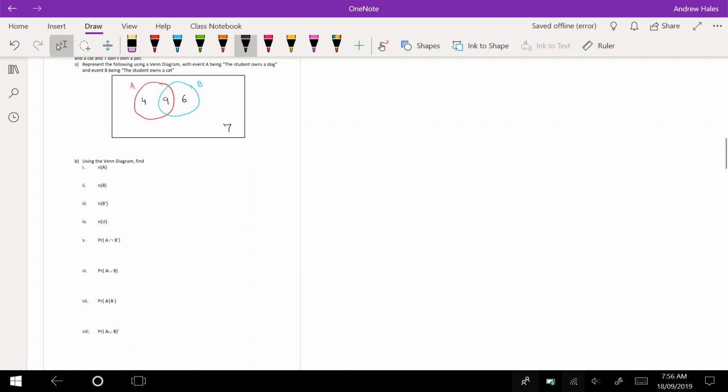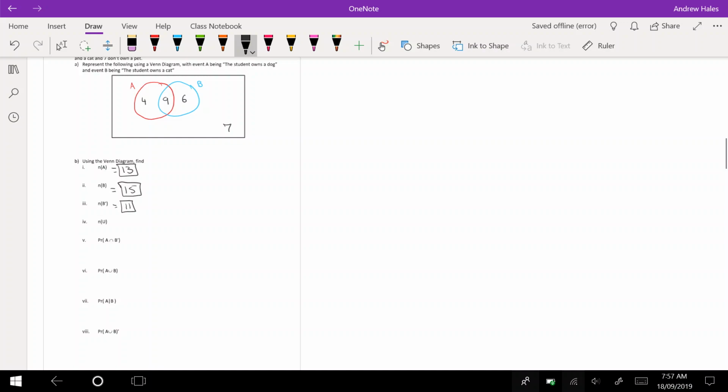So the number of A, well, that's just 13. The number of B is just 15. Number of B complement. What is not in B? Well, we've got the 15 that's in B. We've also got that 4 here, which is not in B. We've also got that 7. So that's going to be 11.